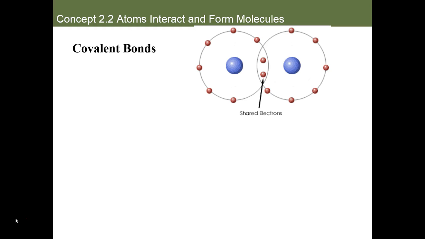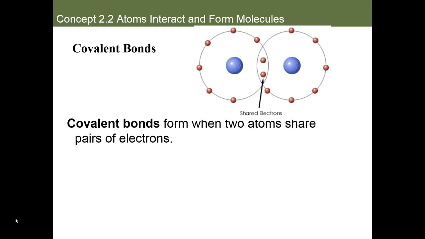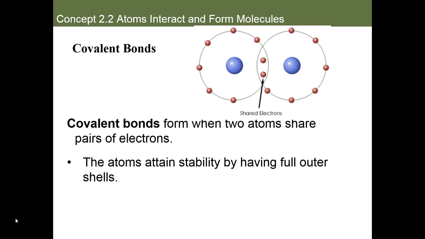Next type of bond that we will explore is called covalent bonds. Covalent bonds are formed when atoms share electrons. Note the difference here with ionic bonds, where in that scenario, electrons are taken. Within covalent bonds, the atom gets stability by having full outer shells, where each atom contributes 1 electron to the pair.